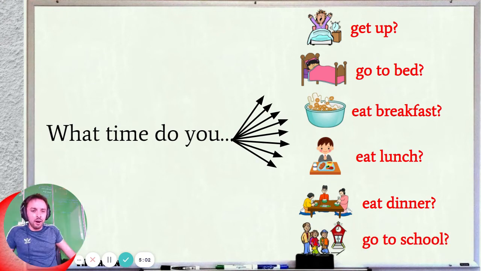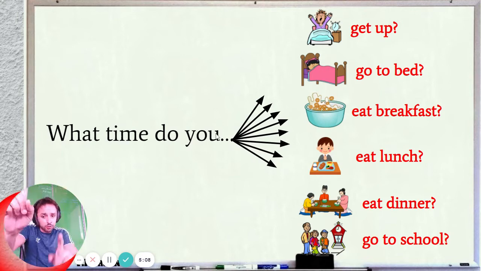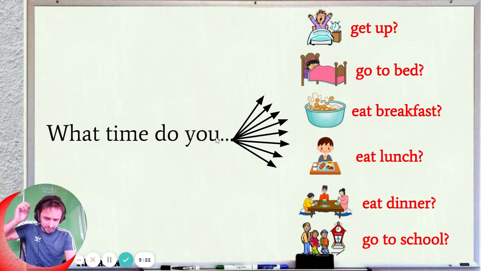So these are your sentences. These are your questions. What time do you...? But also remember, we can change it to what time does, with an es, does he? What time does he get up? What time does he go to school? What time does he eat breakfast?